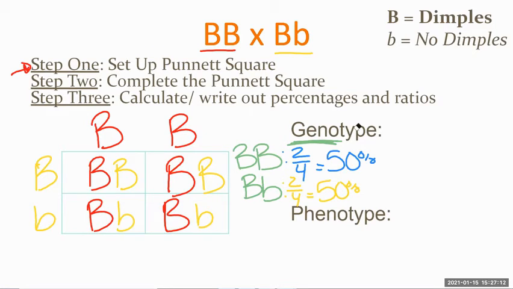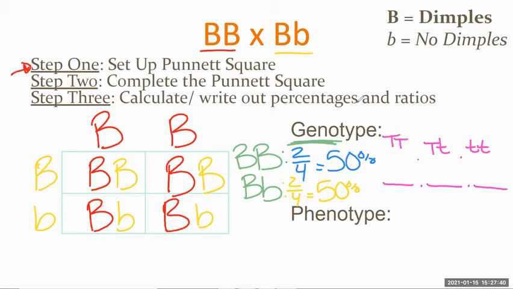For the ratio, we are looking at how many individuals there are of each. So we're going to look at all of the different possible genotypes: homozygous dominant, heterozygous, and homozygous recessive. We'll just look at our Punnett square and literally write down the number of each genotype.